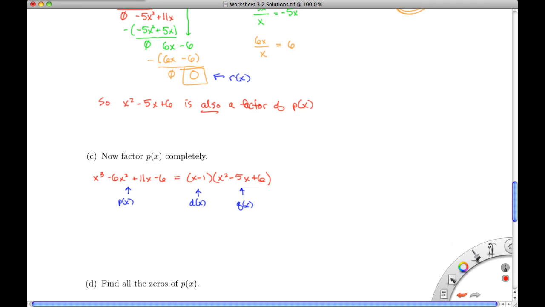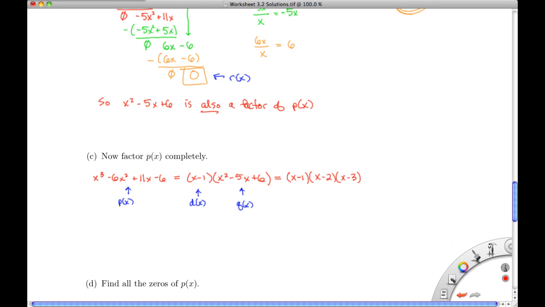But given that we're asked to factor p of x completely, we notice that q of x here is a quadratic. And we could either look to see if we can factor it by trial and error, or we could try and find the zeros using the quadratic formula. However we get there, we can actually break q of x down in factored form further. So we're going to write this completely factored as x minus 1, and x squared minus 5x plus 6 would factor as x minus 2 times x minus 3. So that gives us the complete factored form of p of x.